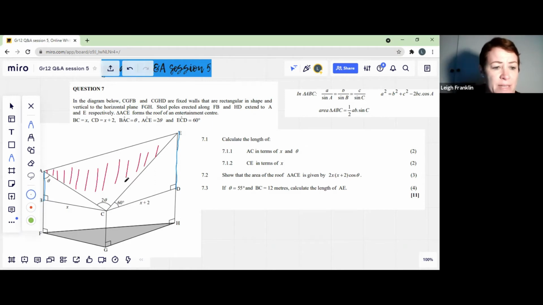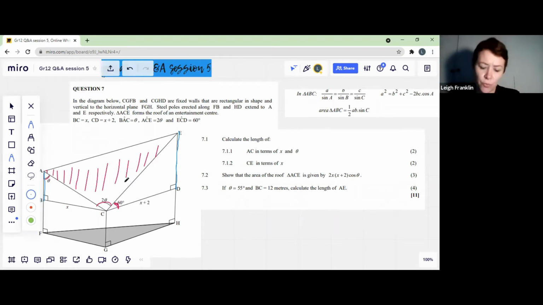A few other bits and pieces that they've given us. They've told us that BC is x. They've told us that CD is x plus 2. They've told us that at A, this is angle theta over here. Within this triangle, this angle over here is 2 theta. And in this triangle over here, the angle is equal to 60 degrees.